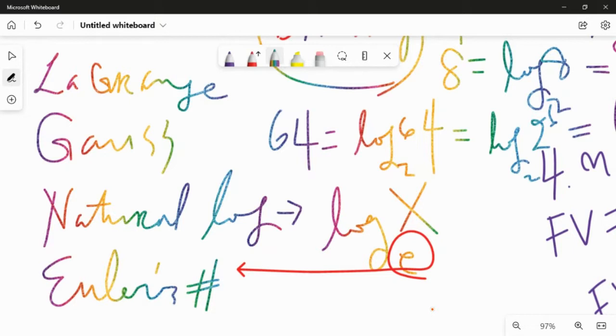But anyway, in honor of their heritage, it's Gauss and Euler.